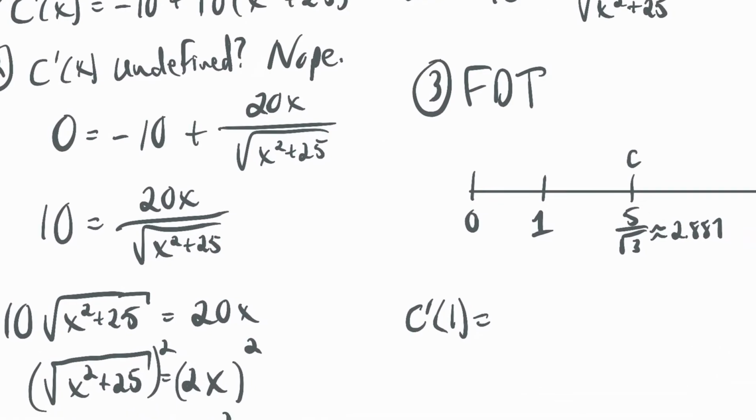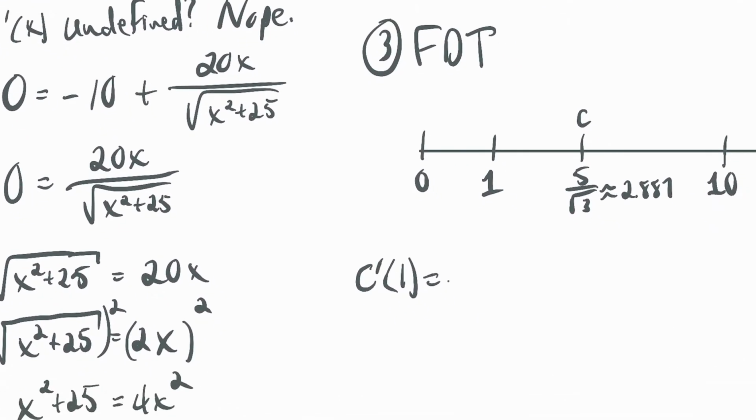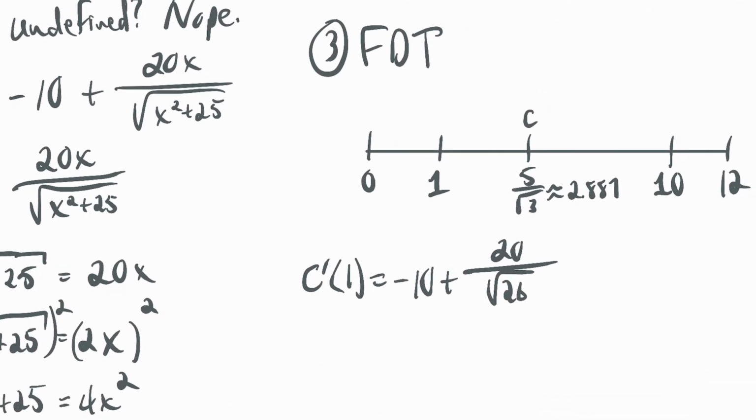Well, there's C prime right there. So negative 10 plus 20 times 1 is 20 over square root of 26. That seems negative, but we should check that out. So negative 10 plus 20 divided by the square root of 26. Yeah, it's about negative 6. That's negative. So the graph goes down there.